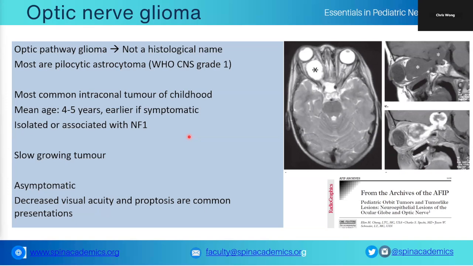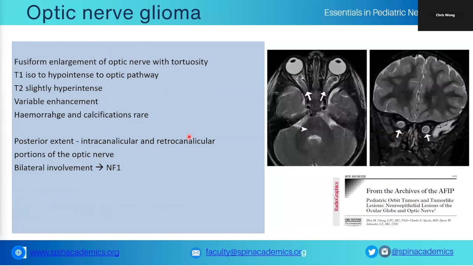For the tumor behavior, it is a slow-growing tumor, so many patients are asymptomatic. Or when they present with symptoms, they may present with decreased visual acuity or ptosis. Concerning the imaging findings, they present with fusiform enlargement of the optic nerve with tortuosity. So you can see in this case, this is the enlargement of the optic nerve, and actually, the optic nerve substance is enlarged, and there will be kinking and tortuosity of the nerve.